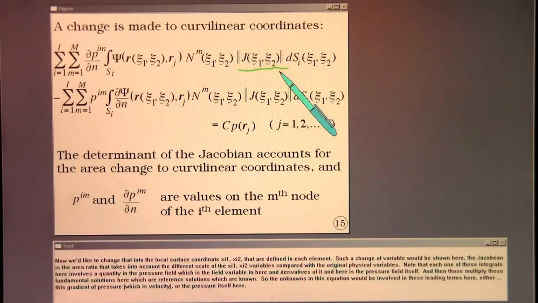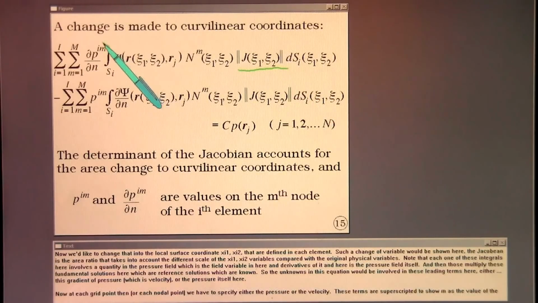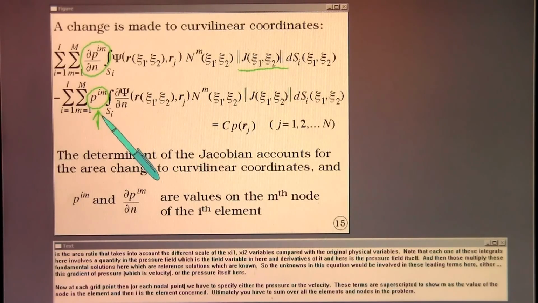Note that each one of these integrals here involves a quantity in the pressure field, which is the field variable, and here are derivatives of it, and here's the pressure field itself. And then those multiply these fundamental solutions here, which are our reference solutions, which are known. So the unknowns in this equation would be involved in these leading terms here, either this gradient of pressure, which is velocity, or the pressure itself here.